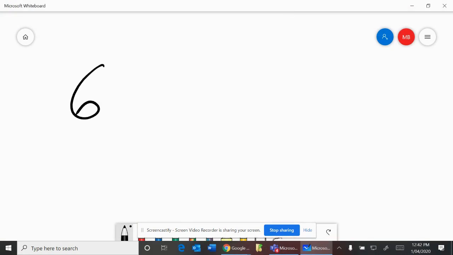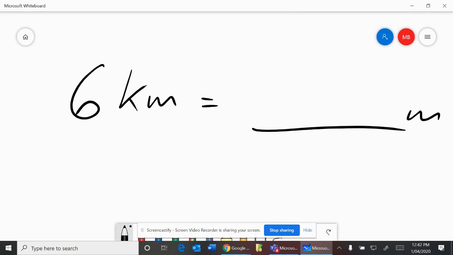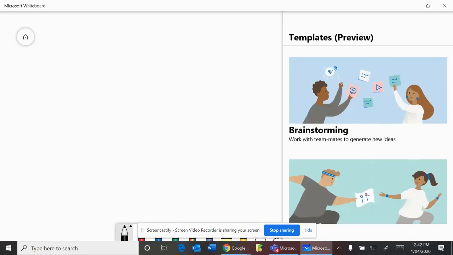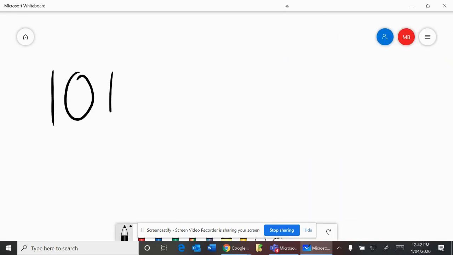So something like 6 km equals how many metres? There's 1,000 metres per 1 kilometre. So if there's 6 kilometres, it's going to be 6,000 metres, right? Or, for example, what if we had 10 kilometres, equals how many metres?